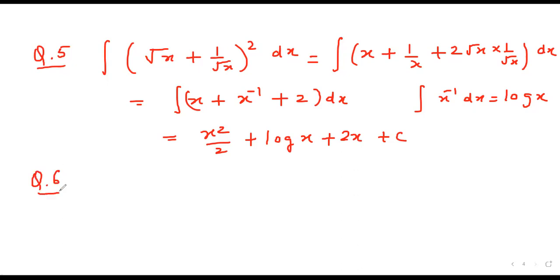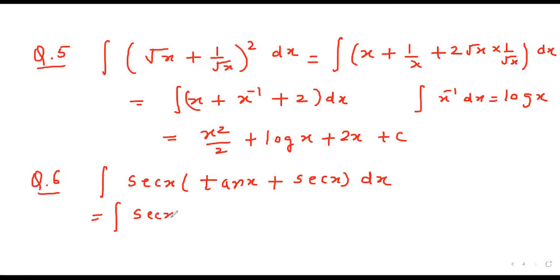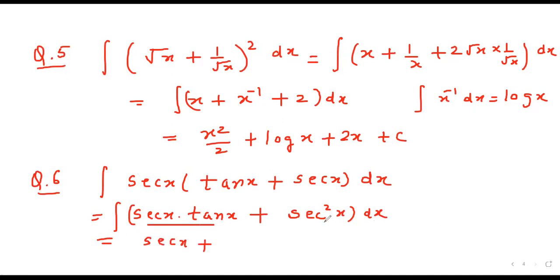Now, let's consider question number 6. Suppose we are given sec x times tan x plus sec x, dx. So we can write it as sec x tan x plus sec square x dx, and integration of sec x tan x is just sec x and integration of sec square x is tan x, plus c. Now consider the next question.